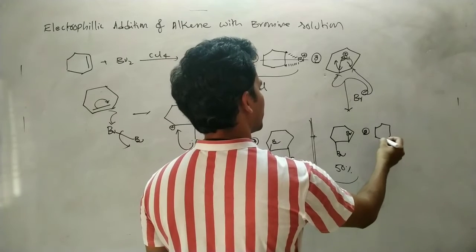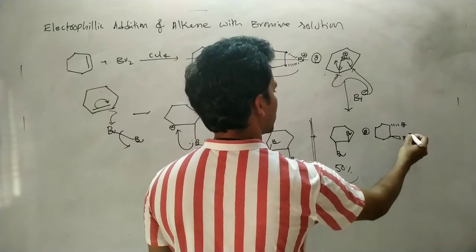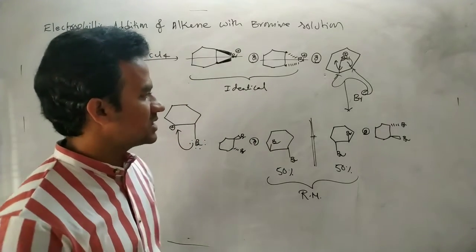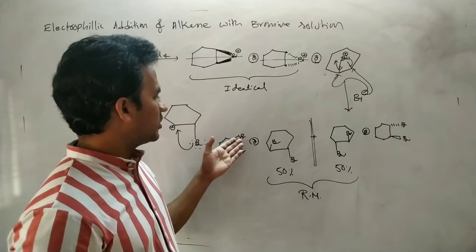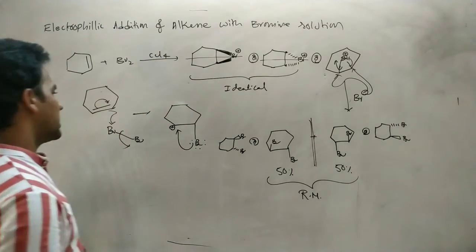Now this one also: bromine below the plane, this bromine above the plane. Of course, those two are also mirror images. Now here in this case, it is an anti-addition reaction, because one bromine is above the plane and one bromine is below the plane as the result. So it is an anti-addition reaction.